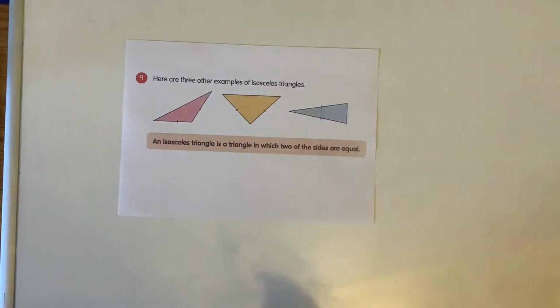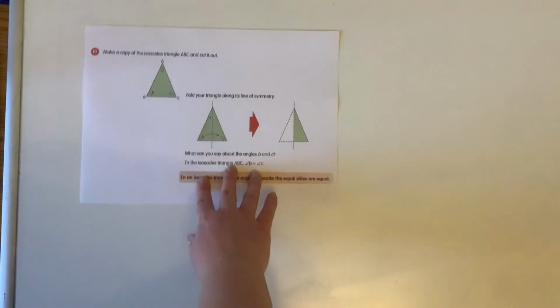We need to remember the statement: an isosceles triangle is a triangle in which 2 of the sides are equal. There is also something else with isosceles triangles that makes an isosceles triangle an isosceles triangle, and we're going to have a look at that now.